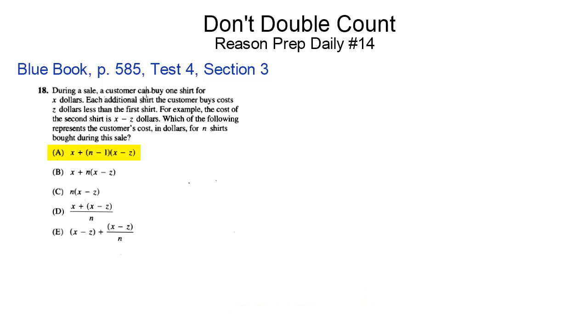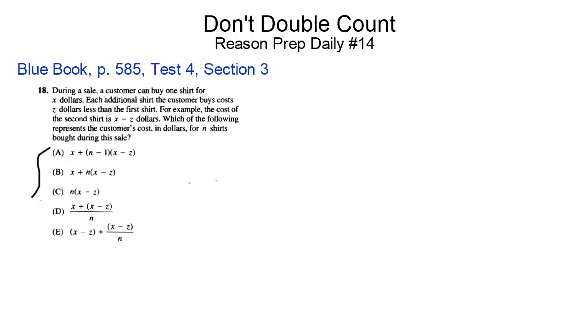During a sale, a customer can buy one shirt for X dollars. Each additional shirt the customer buys costs Z dollars less than the first shirt. For example, the cost of the second shirt is X minus Z dollars. Which of the following represents the customer's cost in dollars for N shirts bought during the sale?